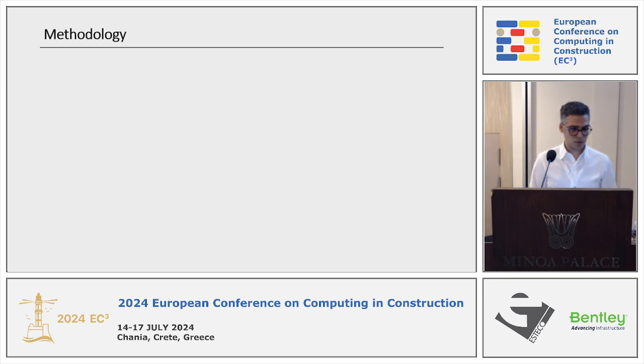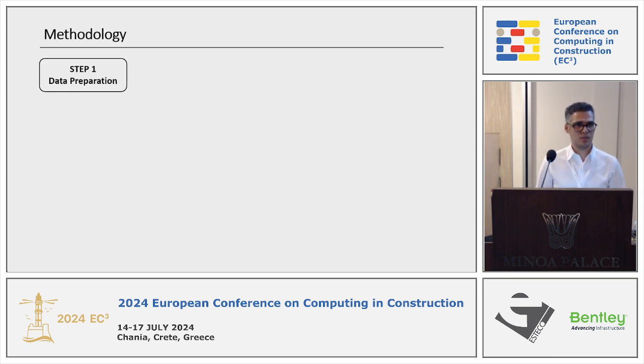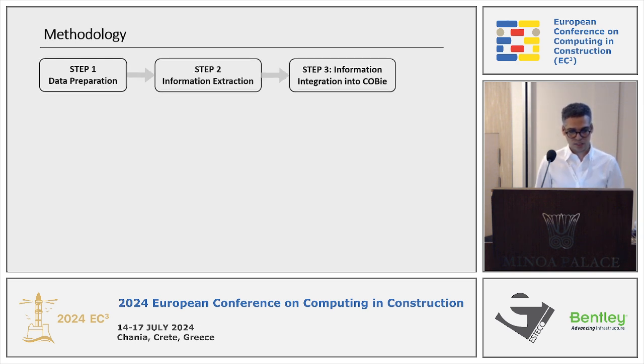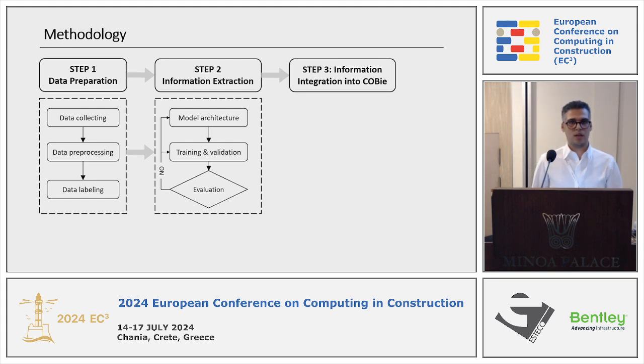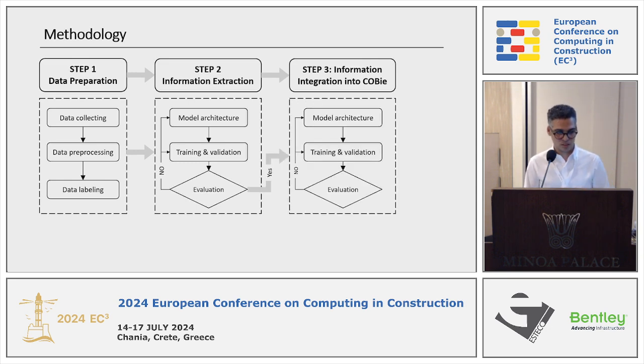The proposed methodology consists of three steps. The first step is data preparation, the second is information extraction, and the third is information integration into COBie. From the first step, we developed the labeled data to train the model to extract information and to evaluate its performance. If the performance is not okay, we can try another model or increase the labeled data. If it's okay, we can start the third step, and finally get the enriched COBie.